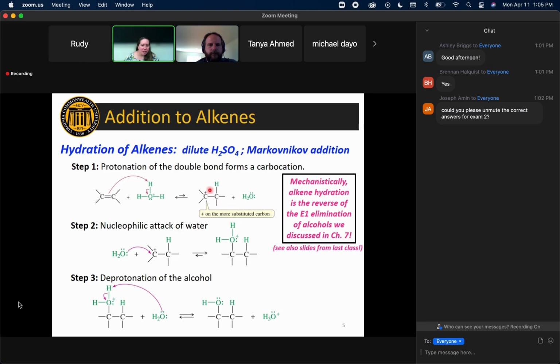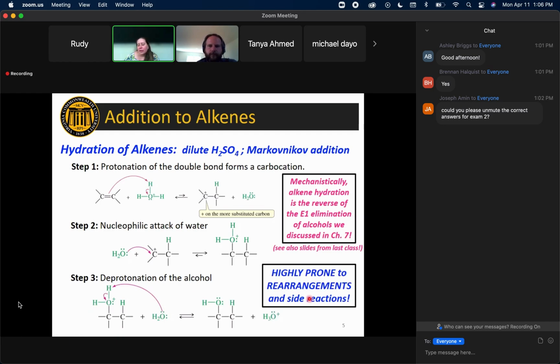Once you have this carbocation, which is now electrophilic, more water, since you're in dilute H2SO4 and have plenty of water around, acts as a nucleophile to form your new carbon-oxygen bond, which gets you to your product after a deprotonation step. Notice in your product we've now added water: here's the OH of water, and here's the H of water. We've added water across the double bond, and again, this goes in a Markovnikov fashion. We talked about this in good detail. I've noted that it's exactly the reverse of an E1 elimination or a dehydration. So hydration is exactly the mechanistic reverse of a dehydration.